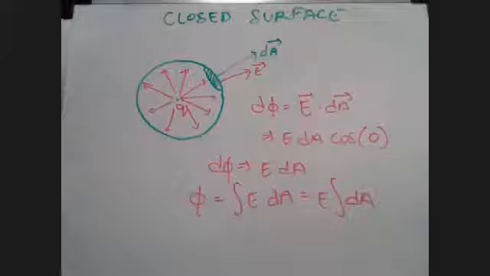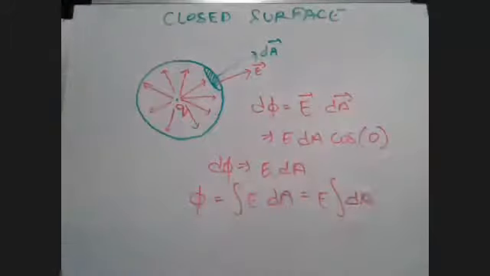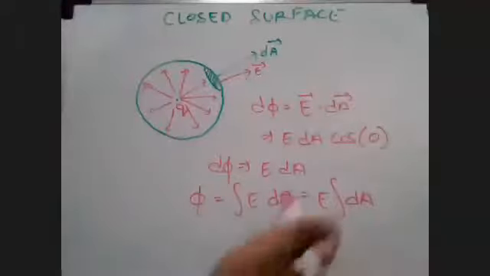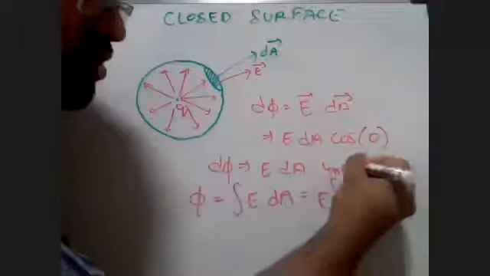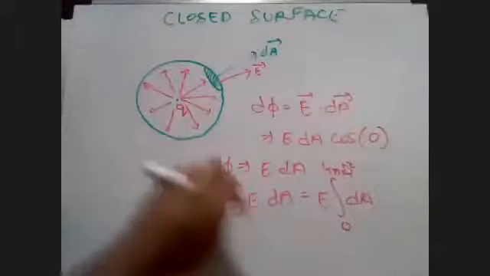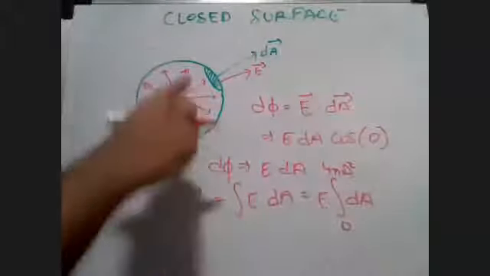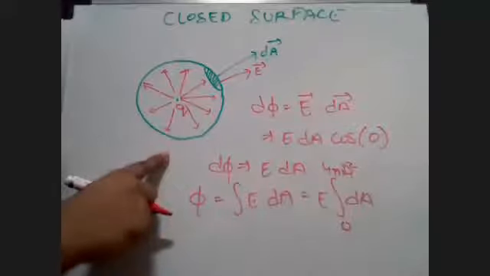What is going to be the area of this sphere? 4 pi r square. So the limits here will be 0 to 4 pi r square, no? Understood? How did we get 4 pi r square? This is a sphere, this is not a circle.